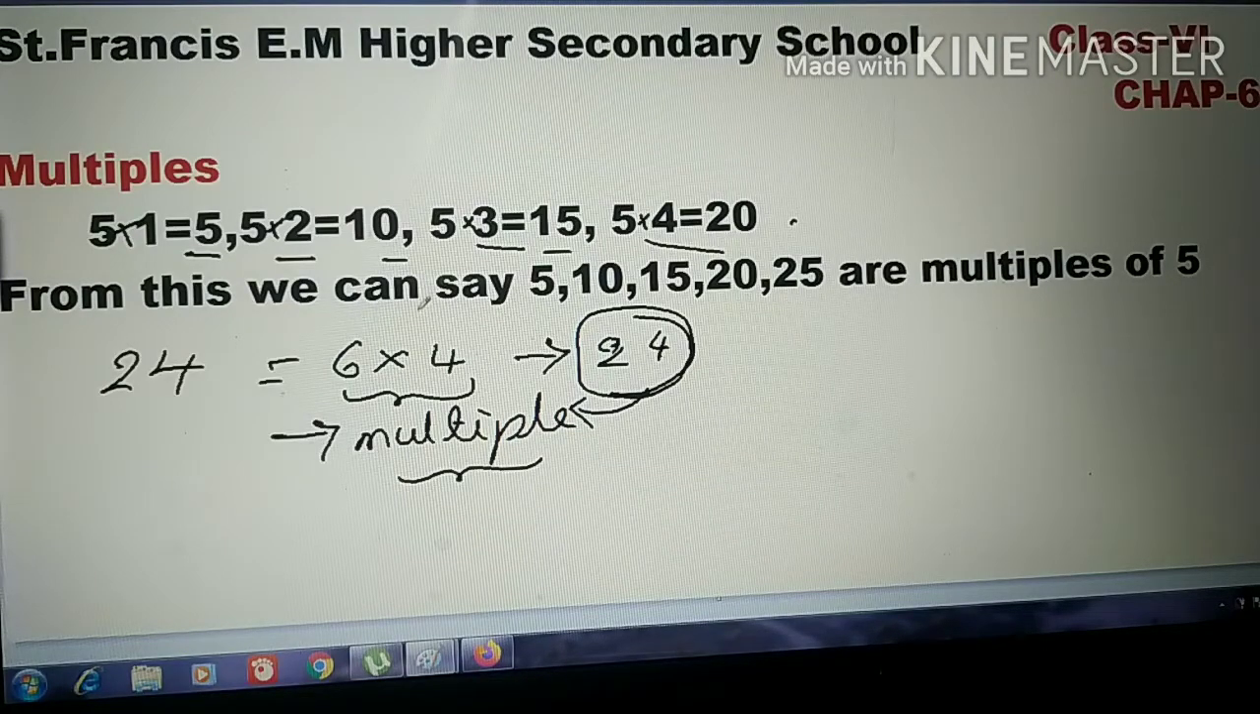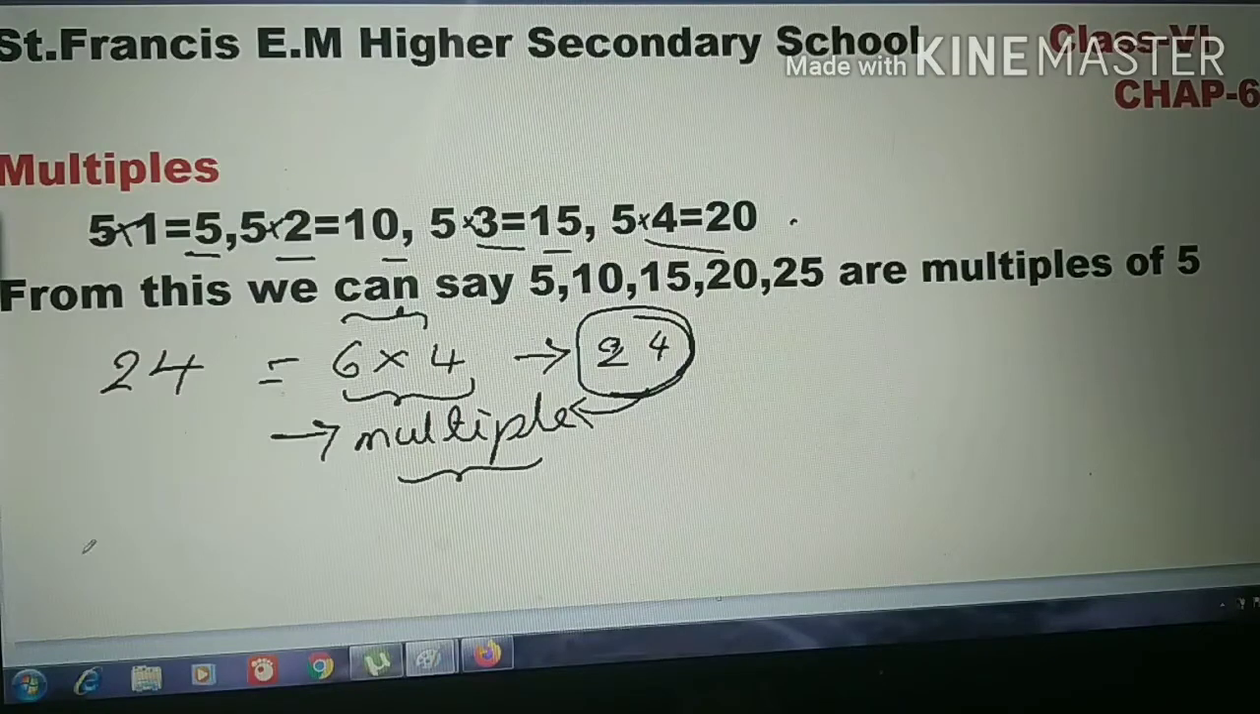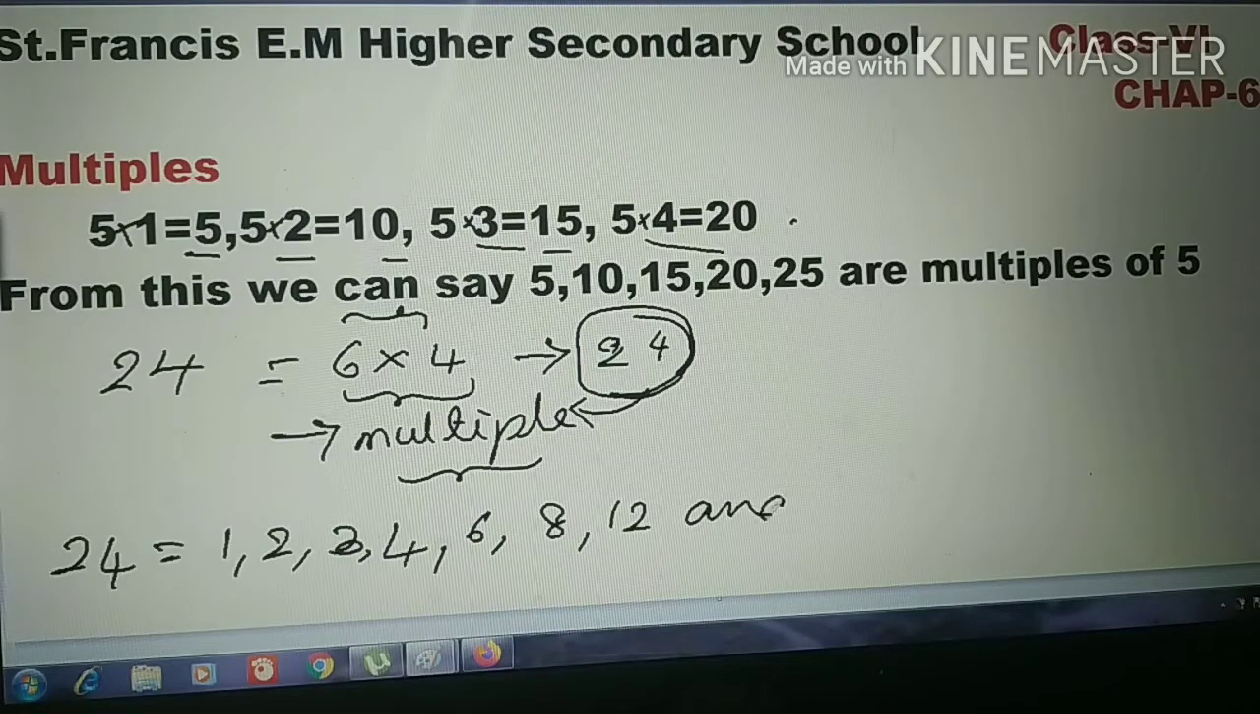If you multiply any two numbers and get one number, for example multiplying 6 and 4 to get 24, then 6 and 4 will be called factors, and the number you get will be the multiple of the numbers we have taken to multiply. And we can write, 1, 2, 3 also is a factor. 4, 6, after that 8, 12 and 24.